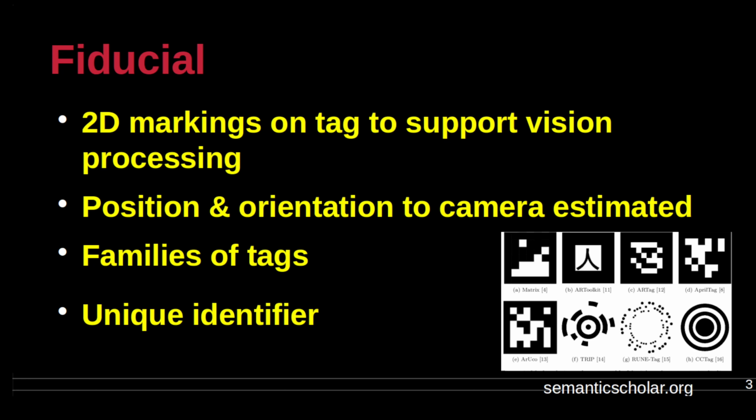FTC uses the AprilTag 2 generation. The recommended family is 36H11, which has 587 unique tag identifiers.